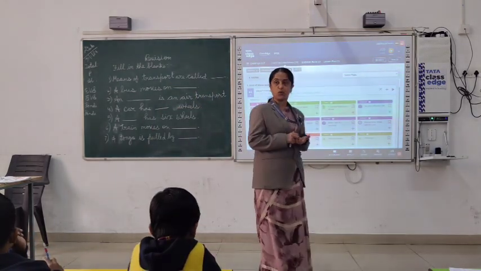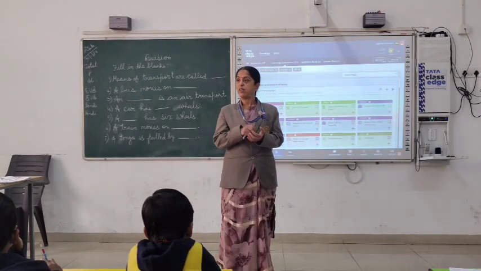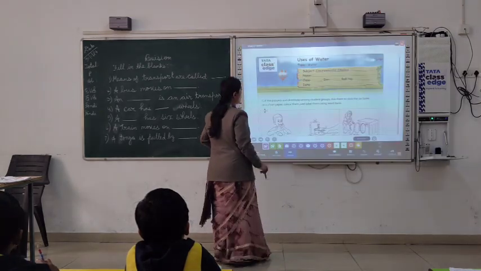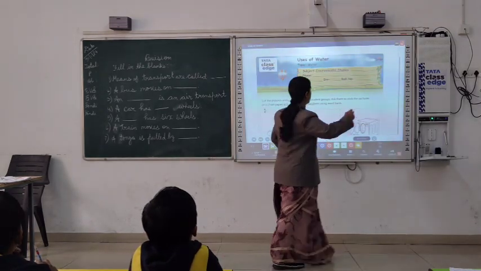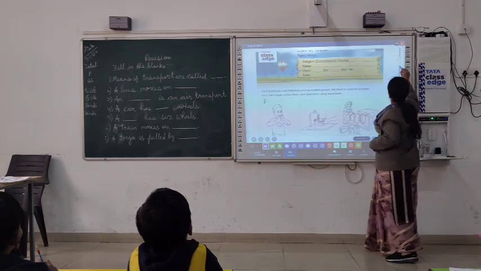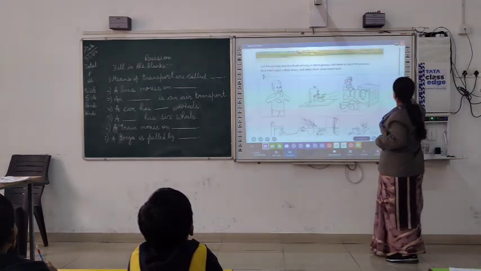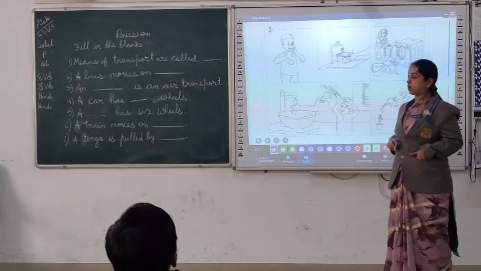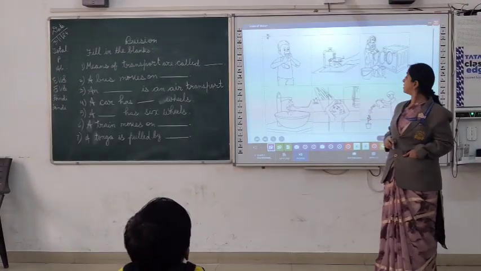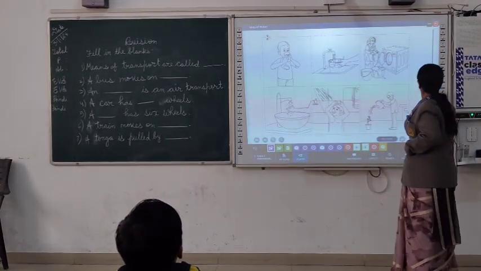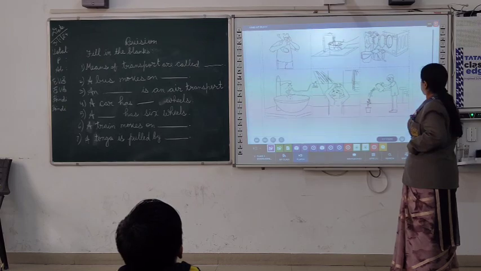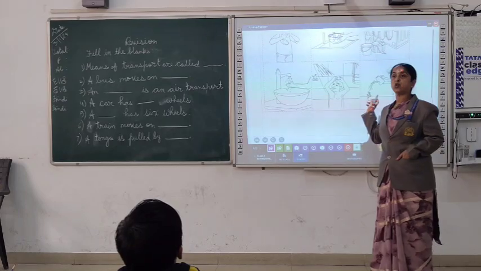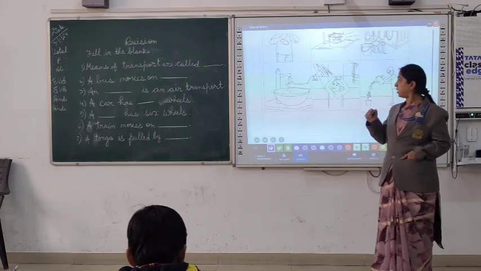So here I am going to show you a video. Why do we need water? Or we can say uses of water. You can see these pictures. These are some activities in which we all need water. This boy is drinking water. We are washing vegetables. This woman also needs water to clean, to wash clothes. This person is watering plants. It shows that plants also need water.